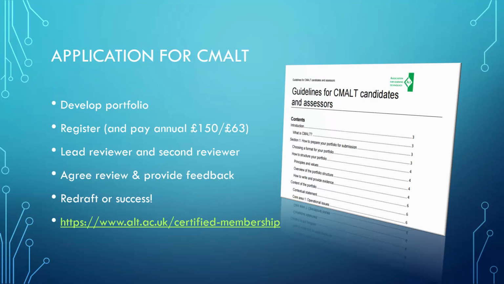So let's look at the application process. Well, first of all, you need to develop your portfolio, and this often takes much longer than people think. So we recommend that people start developing their portfolio before they register and the clock starts ticking. You then have around about 6 months in order to submit your portfolio. At the point of registration, you need to pay the fee, which is £150 annually, or £63 for people who are unemployed or retired and so on.